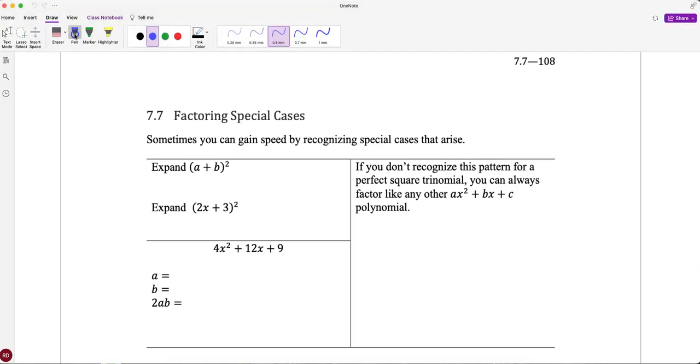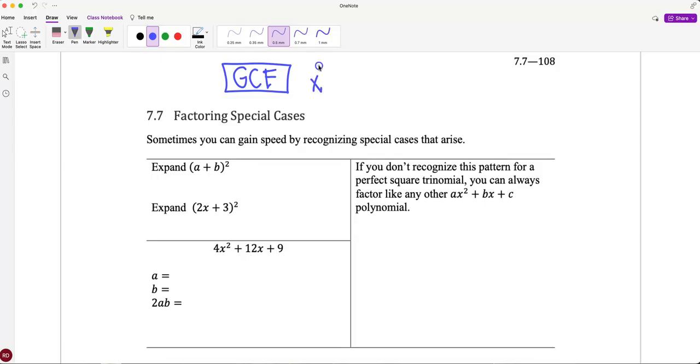Okay, so far guys, we have covered methods of factoring. We've talked about using the greatest common factor. That should always be the first thing on your mind.